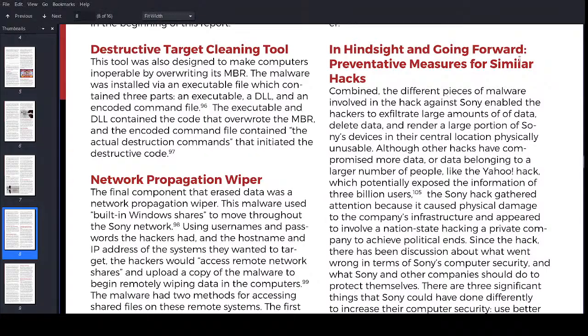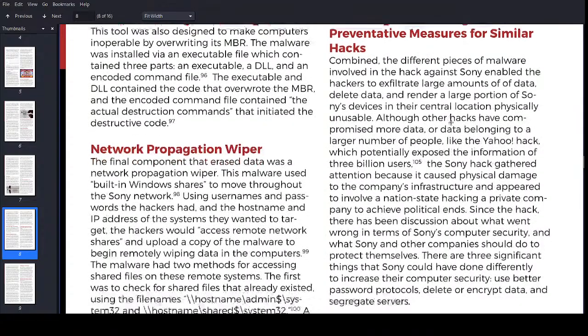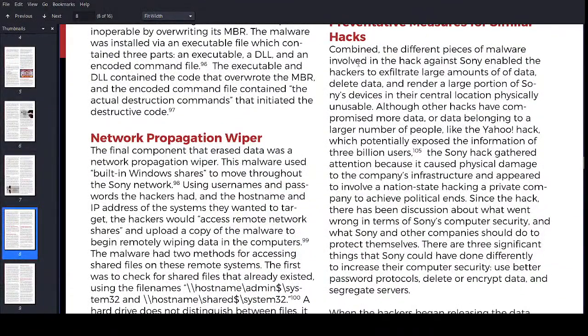Alright, so in hindsight and going forward, preventative measures for similar hacks. The combined different pieces of malware involved in the hack against Sony enabled the hackers to exfiltrate large amounts of data, delete data, and render a large portion of Sony's devices in their central location physically unusable. Although other hacks have compromised more data or data belonging to a large number of people, like the Yahoo hack, which potentially exposed information of 3 billion users, the Sony hack gathered attention because it caused physical damage to the company's infrastructure and appeared to involve a nation-state hacking a private company to achieve political ends.